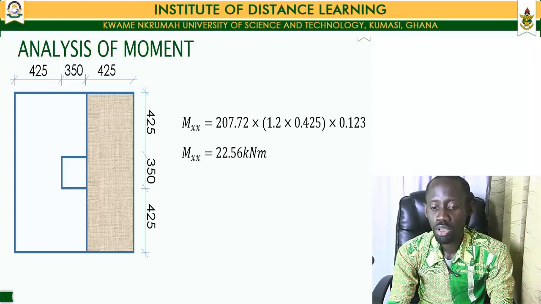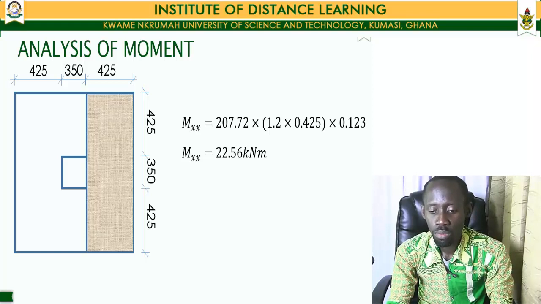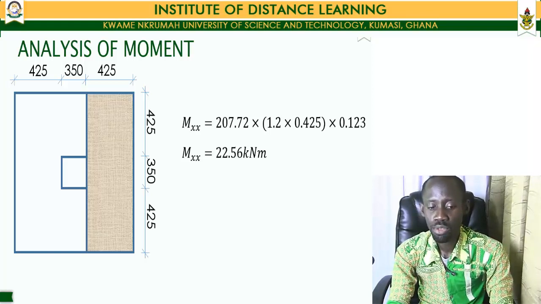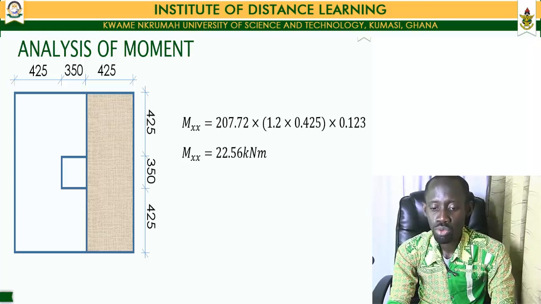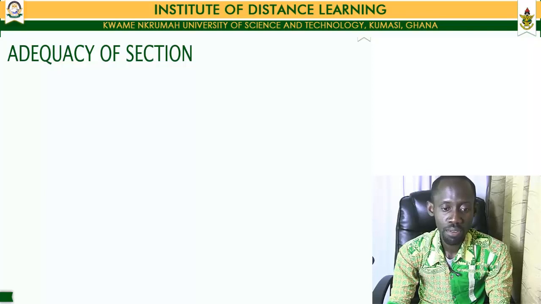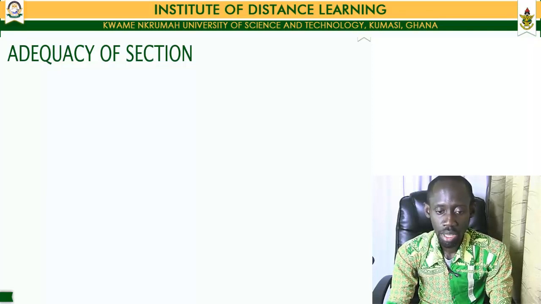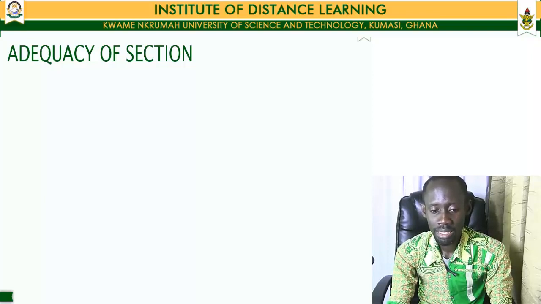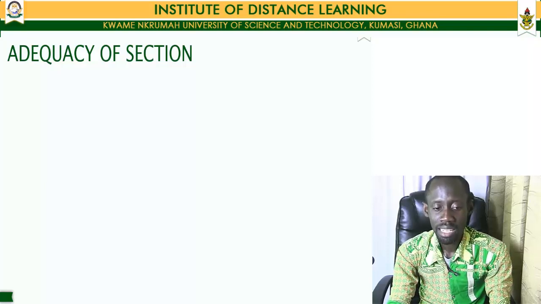Now, once we know the value of our moment at the face of our column, we can go ahead and check if the initial dimensions we gave to our pad foundation are adequate to resist the moments we've encountered. So we move ahead and do our adequacy of section. Again, you'd agree with me that the pad foundation we are designing is rectangular in shape. And once it's rectangular in shape, it means that we can make use of the rectangular design of a section.